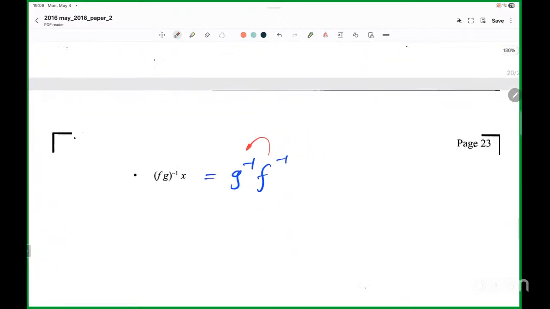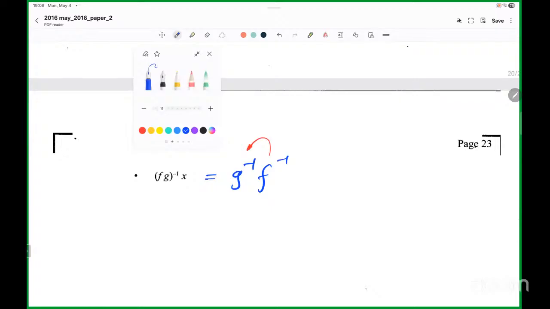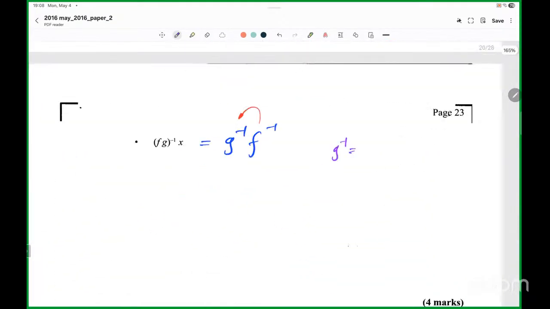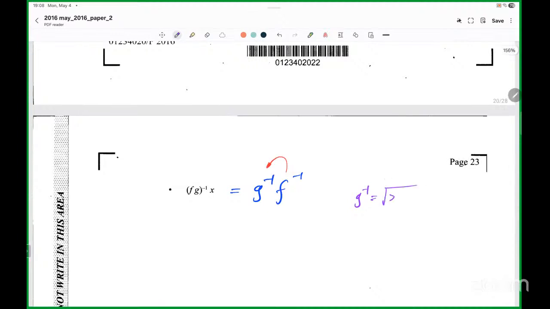Right? So let's see. The g to the minus 1 is what again? Let's put them over here in purple. The g to the minus 1, remember, is square root of x minus 1. And the f to the minus 1 is what again? Is x plus 7 over 2, right? I'll put in this one coming inside here, where x is. That's how we put the f to the minus 1 into the g to the minus 1.